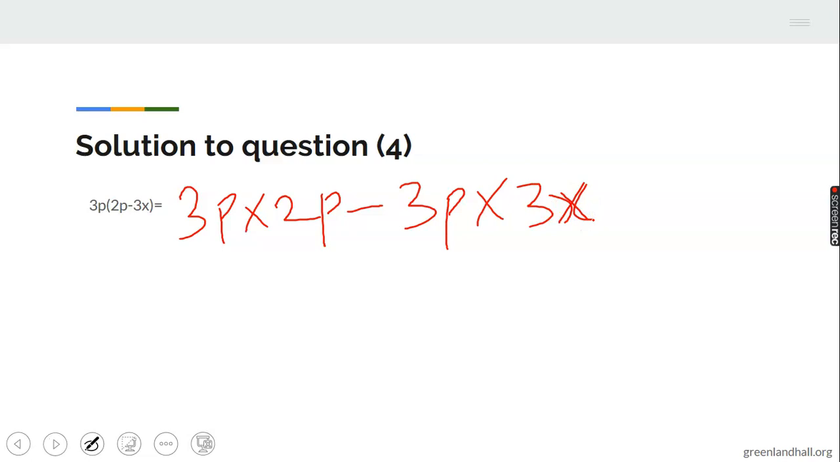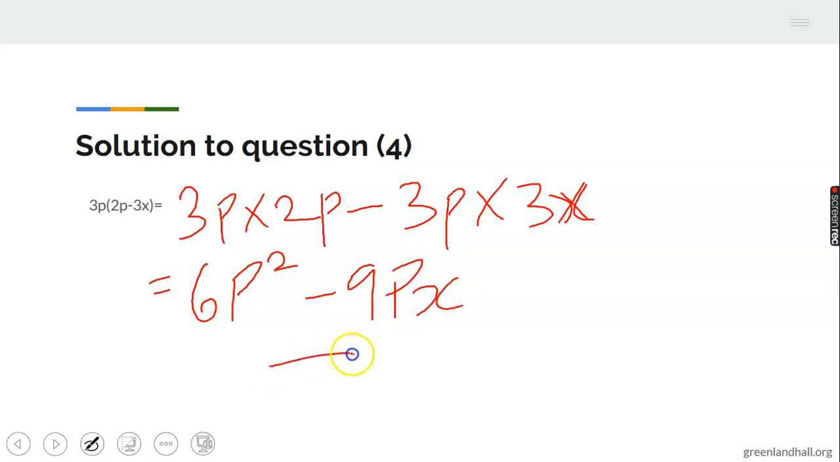Do you see the way I'm doing mine? So 3 multiplied by 2, that will be 6. P multiplied by p will be p squared minus 3 multiplied by 3, that will be 9. Then p x. That is your answer.